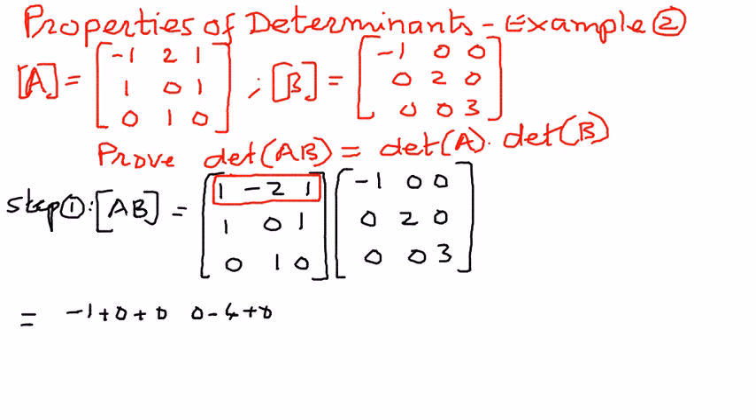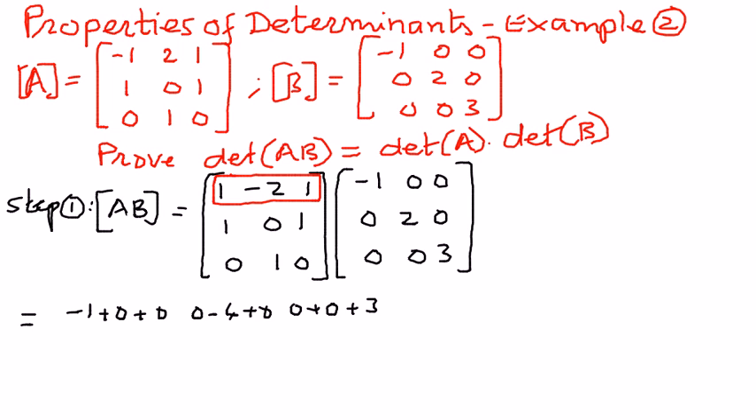And then the third element of the product matrix is going to be 1 times 0 is 0, plus -2 times 0 is 0, plus 1 times 3 is 3. We got the first row of the product matrix.